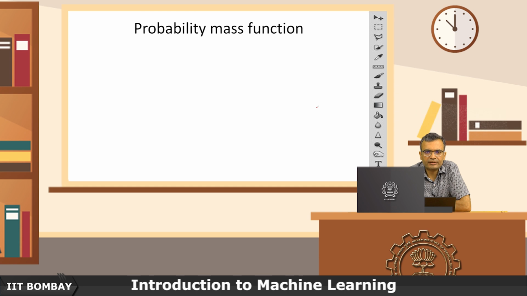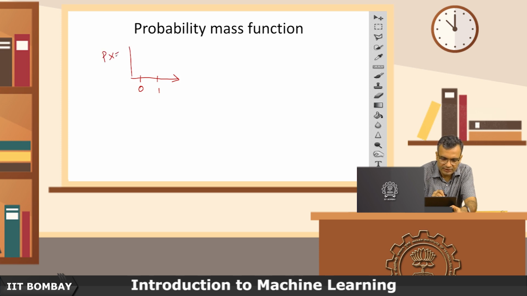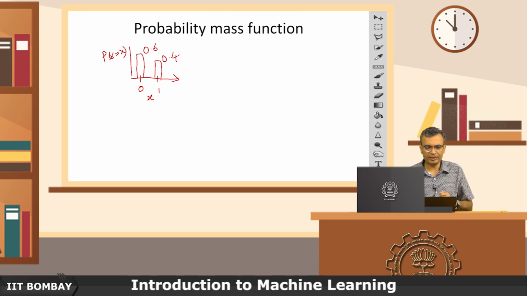So, with this we are ready to define what is the probability mass function. A probability mass function would basically be a functional representation of these probabilities. On the x axis I have discrete categories, let us say 0 and 1, and on the y axis I have the probability that x takes this value x. Here let us say this is not a fair coin and one of these values is 0.6 and the other value is 0.4. So, this is a probability mass function.